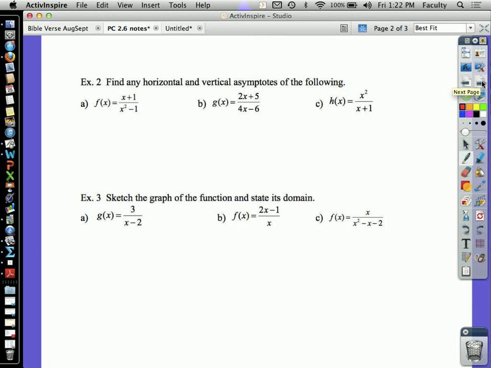So let's look at example 2. I'm going to give you a head start on me. I want you to find any horizontal or vertical asymptotes for A, B, and C.